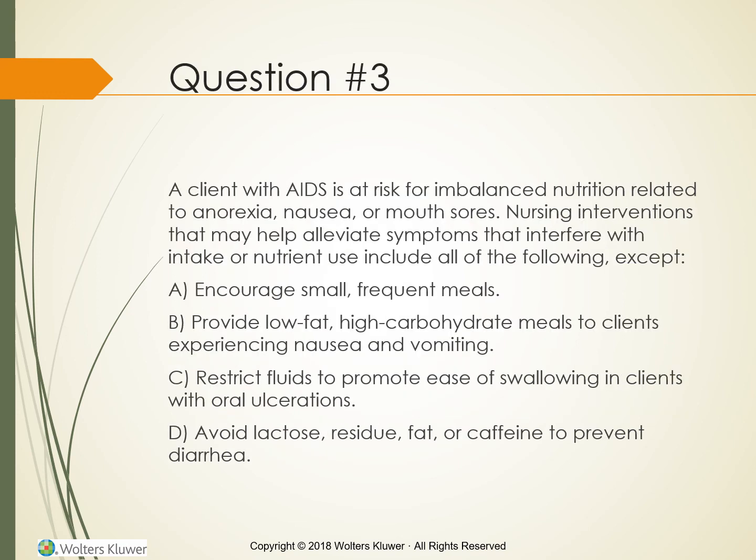Question. A client with AIDS is at risk for imbalanced nutrition related to anorexia, nausea, or mouth sores. Nursing interventions that may help alleviate symptoms that interfere with intake or nutrient use include all of the following except: A. Encourage small frequent meals. B. Provide low-fat, high-carb meals to clients experiencing nausea and vomiting. C. Restrict fluids to promote ease of swallowing in clients with oral ulcerations. D. Avoid lactose, residue, fat, or caffeine to prevent diarrhea.